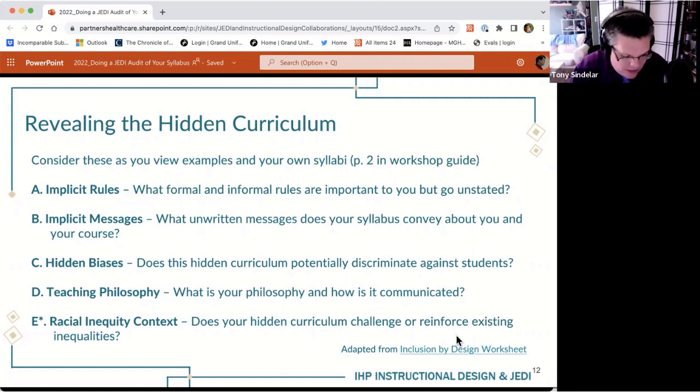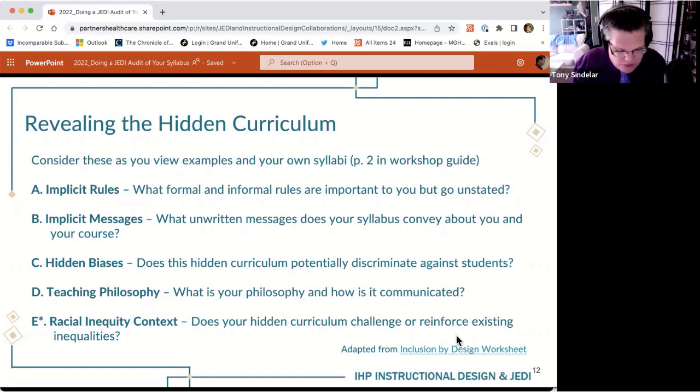Hidden biases, of course, come up, in terms of what do we assume about students, perhaps life experiences or other academic experiences that they're approaching our course with, versus considering the range of experiences that they are coming in with. Teaching philosophy. So some of you may or may not have had to craft a teaching philosophy statement at some point, which basically is like, this is what I believe about teaching and learning.